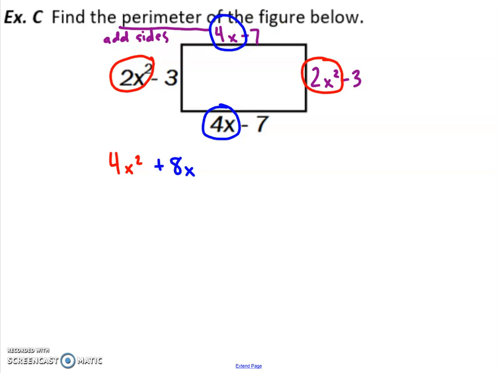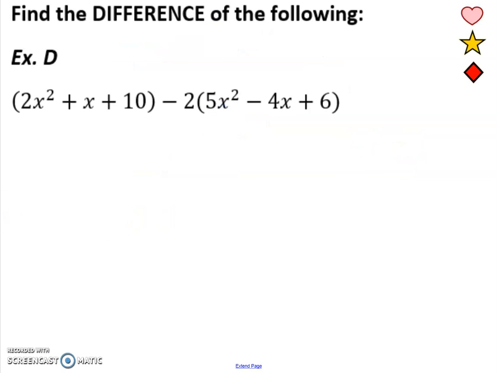And then I look for my constants. So negative 3, negative 7, negative 3, and negative 7. Negative 3 minus 7, minus 3 minus 7. Okay, I can see this is negative 10 and negative 10, which will give me negative 20 altogether. So minus 20. There is my perimeter for this shape. Okay, all right, that's addition. Now let's find the difference, which is subtraction. Same exact process. Look for distribution, combine like terms, make sure you're in standard form.